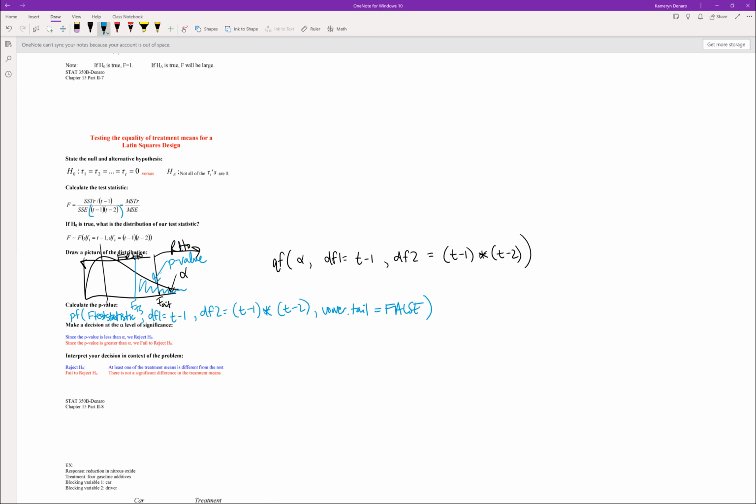But what does this mean? Overall, if we have a lot of evidence against the null hypothesis, so our test statistic is very large, we're going to say that at least one of the treatment means is different from the rest. Whereas if that F ratio is close to 1, we're going to say there's not a significant difference in the treatment means. In the next video, we'll do an example and walk you through it.